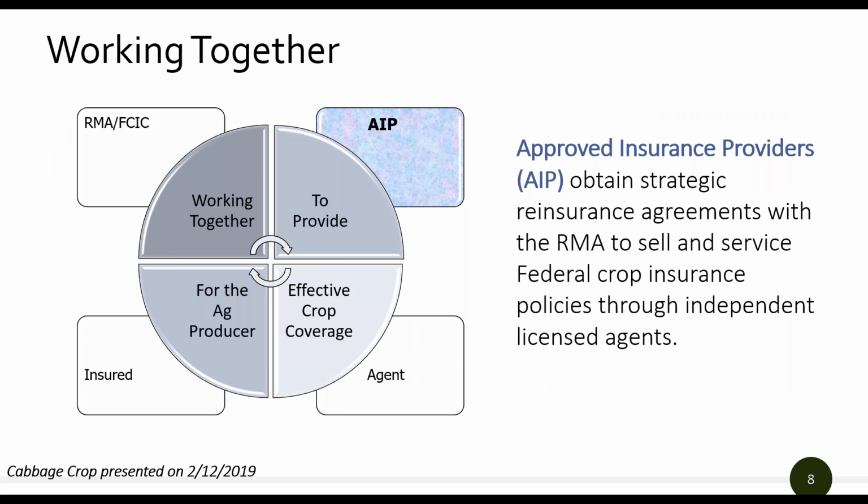Throughout the webinar, I may refer to the approved insurance provider as an AIP, the insurance provider, or your crop insurance company. During our time together today, all these terms refer to the company described on this slide. At this point, there are 15 crop insurance companies that have signed an agreement with the federal government to write the federal product, also known as MPCI. Approved insurance providers obtain a standard reinsurance agreement to sell and service the crop insurance policy through independent licensed agents.